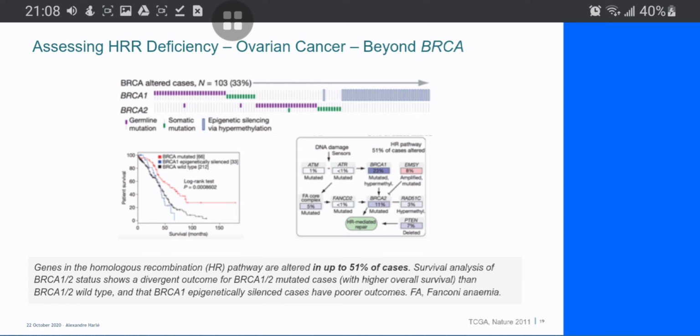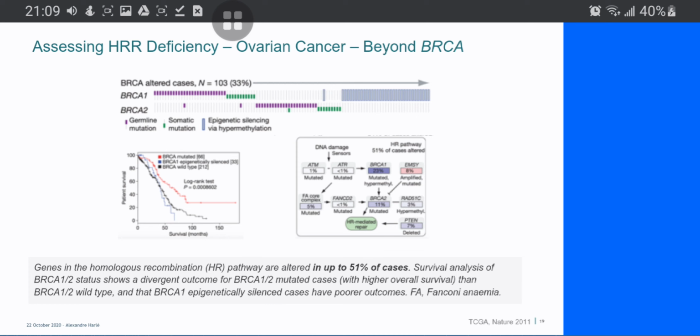And in this paper, they were able to show that the homologous recombination pathway was altered in up to 51% of cases of cancer. And finally, we had survival benefit for patients with BRCA or HRR deficiency. And some genes are involved like BRCA1, BRCA2, RAD51C, PTEN, but FANC as well.